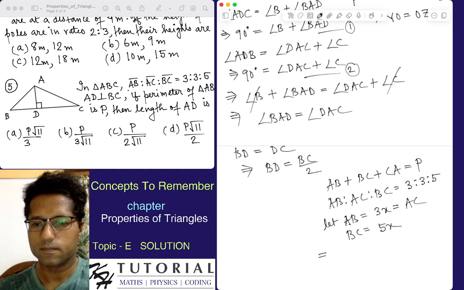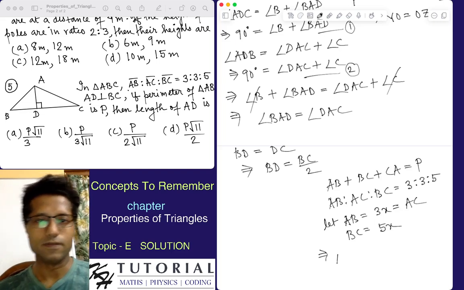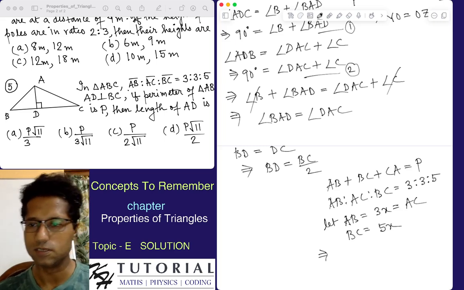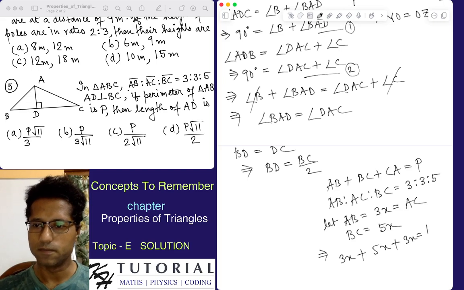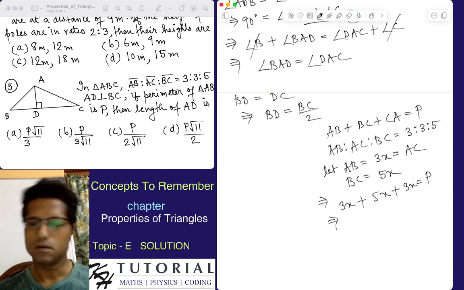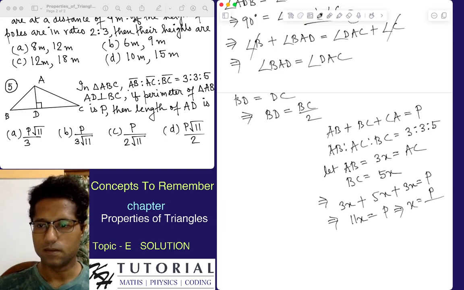So this will imply that AB plus BC plus CA equals P. It is given that the perimeter of triangle ABC is P, which means AB plus BC plus CA is P. Now if we substitute AB, BC, CA in terms of x, AB is 3x, so 3x plus BC is 5x plus CA is also 3x equals P. This implies 11x equals P. This implies x equals P by 11.